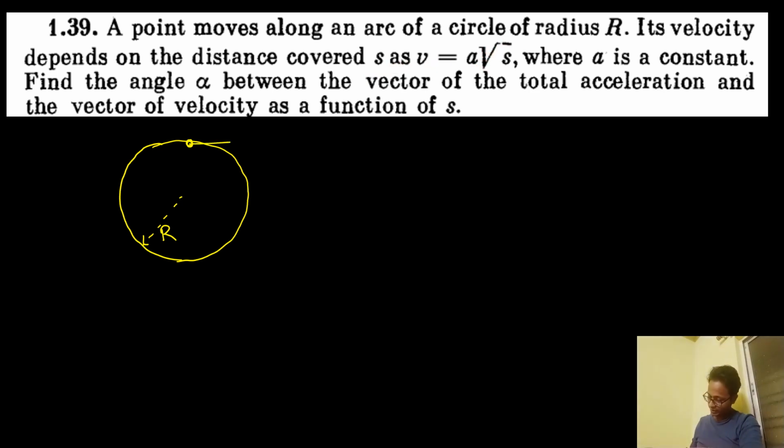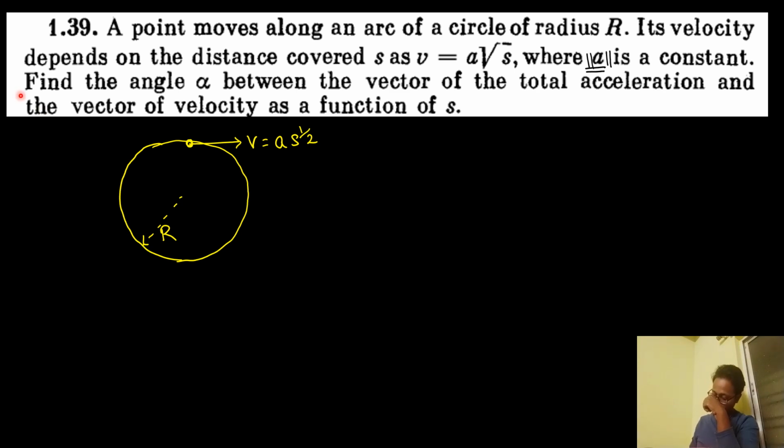So the velocity at any instant is equal to a, which is a constant, under root s, where s is the distance covered. Can I write this under root s as s to the power 1 by 2? Where a is constant. See, in Irodov, wherever acceleration is given, most of the variable a is not acceleration, it's a constant variable. So make sure while solving Irodov you take note of this.